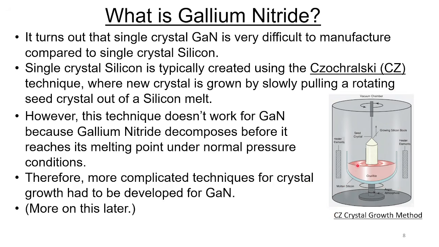The way this works, again, this is for growing single crystal silicon. We have a crucible filled with molten silicon, and we're slowly pulling a seed crystal of single crystal silicon out of this melt, and everything is rotating. As we pull this crystal out, new crystal forms as this molten silicon solidifies around the seed crystal. This is how it's done for silicon. Again, this technique doesn't work for gallium nitride.